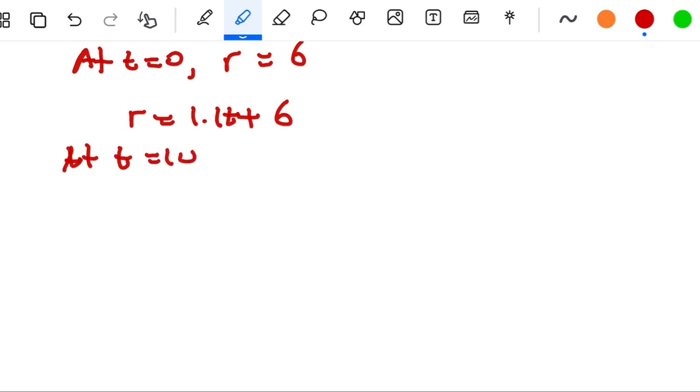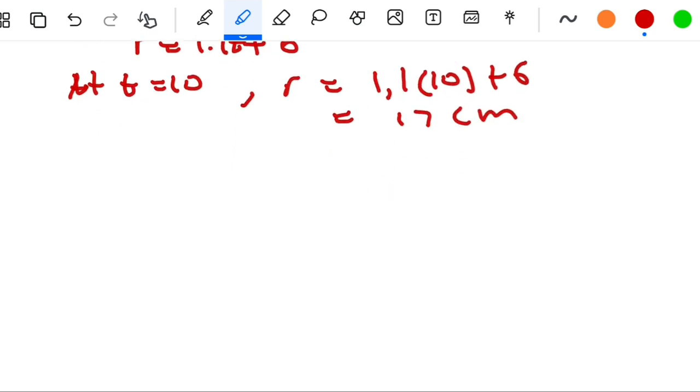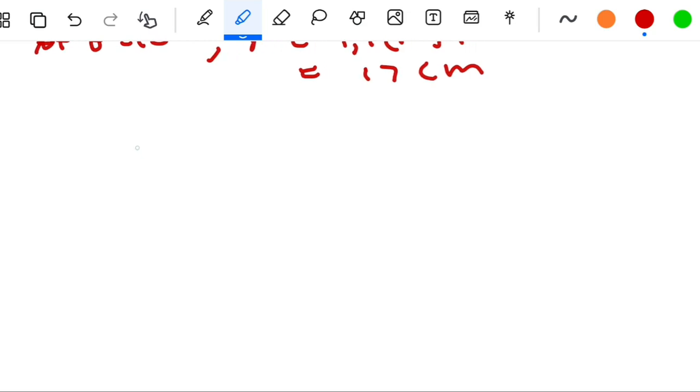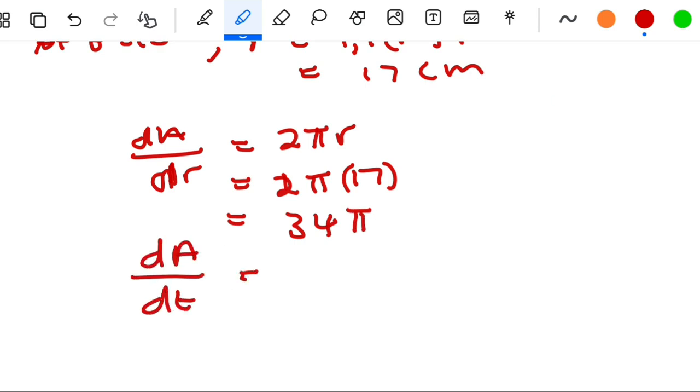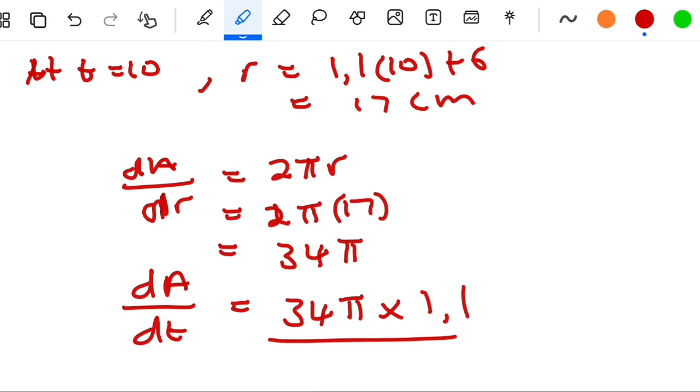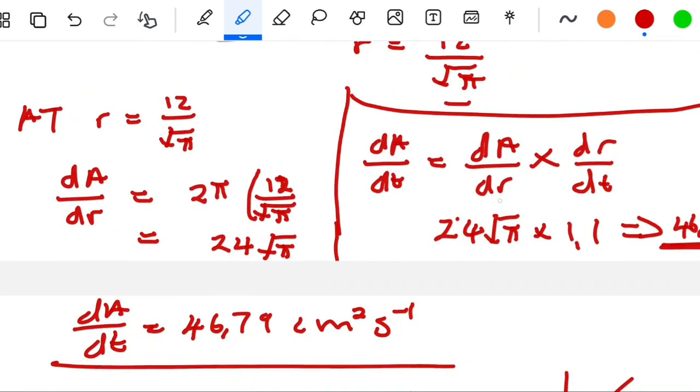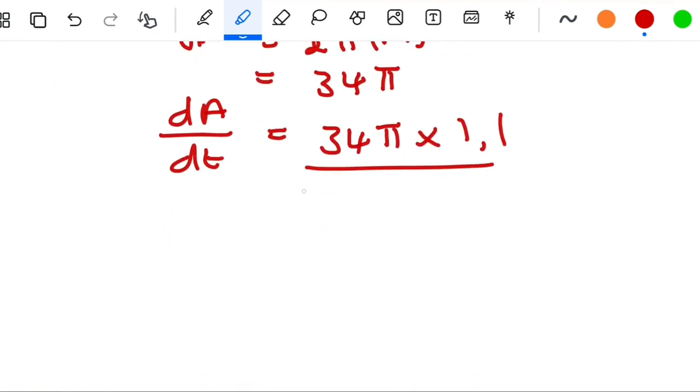Okay, now knowing that one, we can find r at t equals 10. So at t equals 10, our r equals 1.1 times 10 plus 6, which is 17 centimeters. Now having our r there, we can find dA over dt. We say it is 2 pi r. So if we say 2 pi times 17, we are going to get 34 pi. Then our dA over dt is equal to this 34 pi times 1.1. The reason why I'm saying this is because of this statement here, dA over dr times this 1.1 here. So that's where I'm getting that one from.